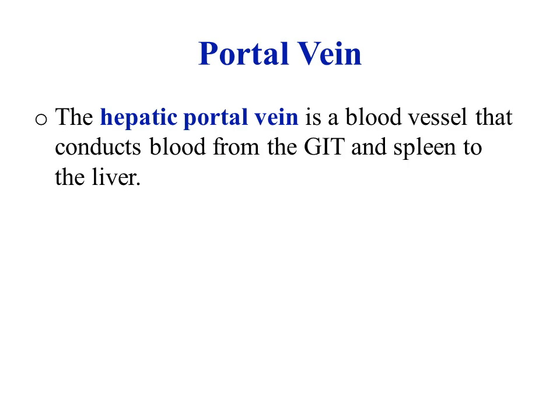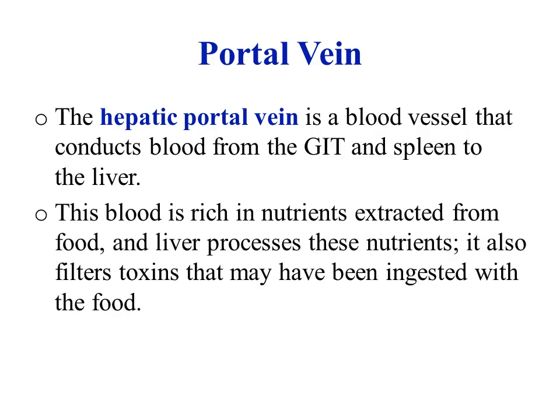Portal vein, the hepatic portal vein, are blood vessels that conduct blood from the GIT and spleen to the liver. How is that? The blood from the superior mesenteric, inferior mesenteric, and splenic veins forms the portal vein. This blood is rich in nutrients extracted from the food. The liver processes these nutrients and also filters toxins that may have been ingested with the food. For that reason, all this blood from the GIT goes to the liver for detoxification through the portal vein.